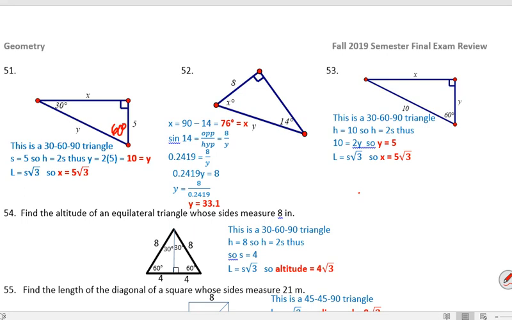With number 52, we have to find x. Again, remember that these two angles, when we add them together, have to equal 90. So we simply subtract 14 from 90, that's 76. And to find what we're looking for here, we're going to do the sine of this angle here. That's opposite, right? And this is hypotenuse.